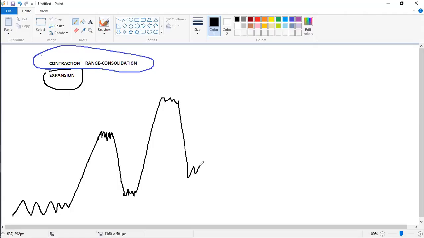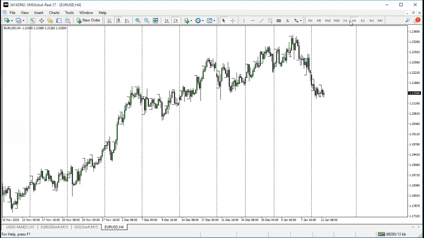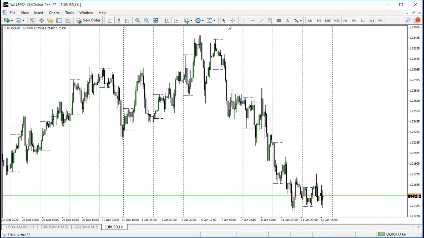Contraction, expansion, contraction, expansion. That's how the market moves all the time. Consolidation, expand, consolidation, expand. If I go to this chart here, as you can see, even here, contraction, expansion.